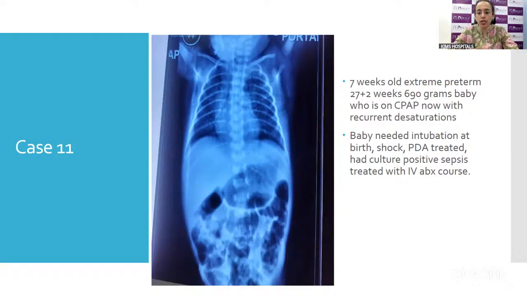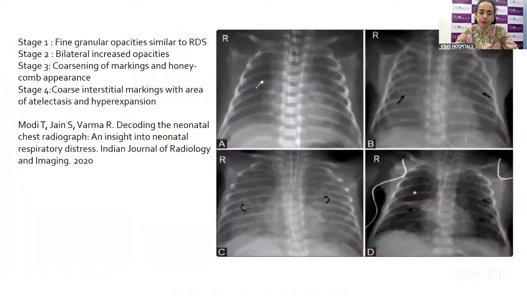So, what could be the reason for desaturations in a baby who is now 7 weeks old? That is around 33 completed weeks, 34 weeks plus now. If you see the lung, the features are suggestive of evolving BPD. So bronchopulmonary dysplasia should be considered in babies who are finding difficulty to wean off respiratory support with no features suggestive of sepsis.